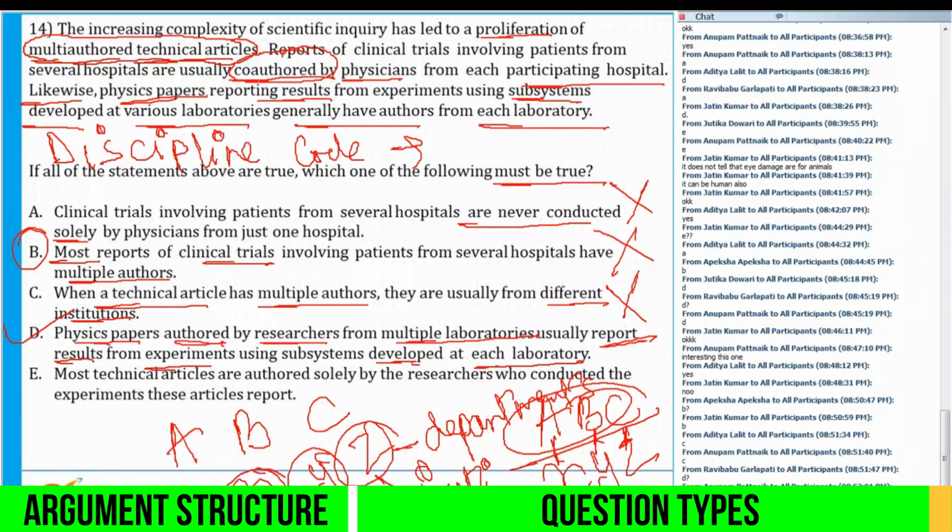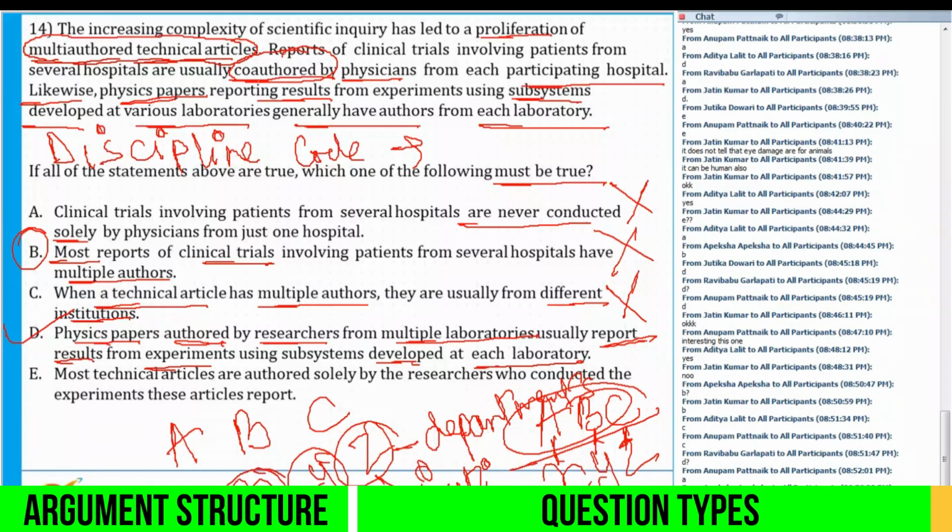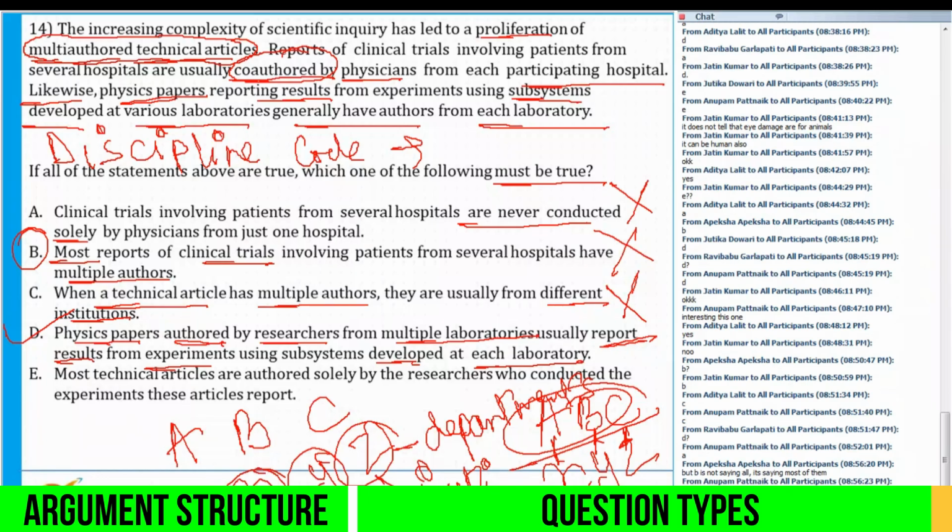The entire passage is only talking about situations where the article is multi-authored. It is possible that some articles are not multi-authored. That is why the answer for this question is B. Is it clear for all of you? Apeksha, you are saying, but B is not saying all, it is saying most. So why even most, Apeksha? I have a problem with the word most.